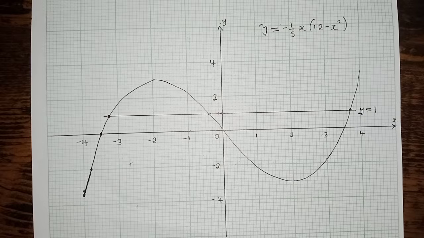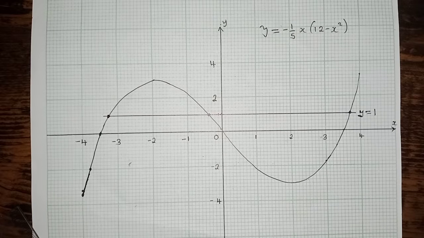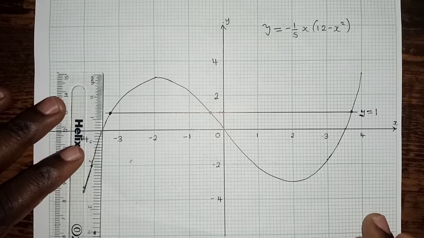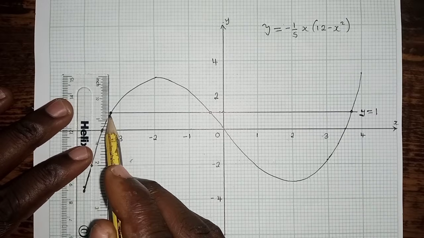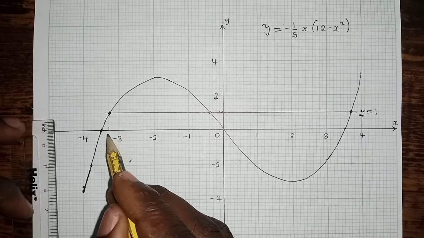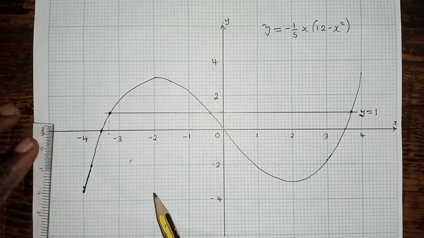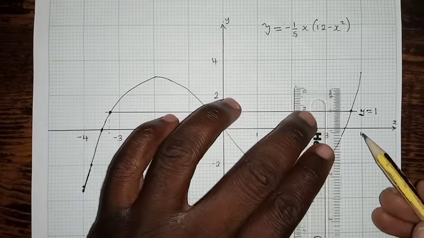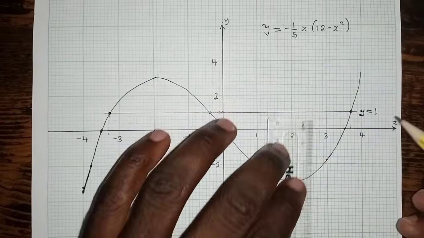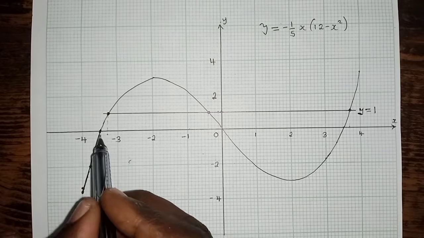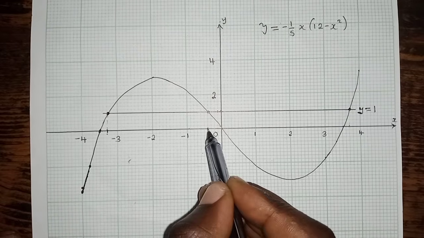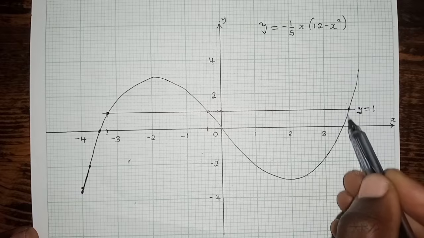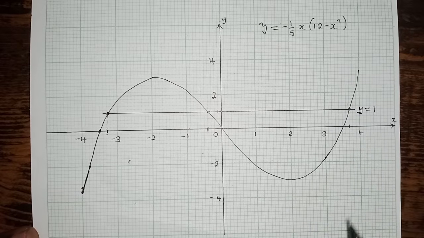Now we'll check. Let me get the pencil. Right here where the point is, you draw a line and check what the x value is. That's the answer. And also here, what is the x value right here? And also here, what is the x value right here? So our solutions will come from the x value where the intersection is done.